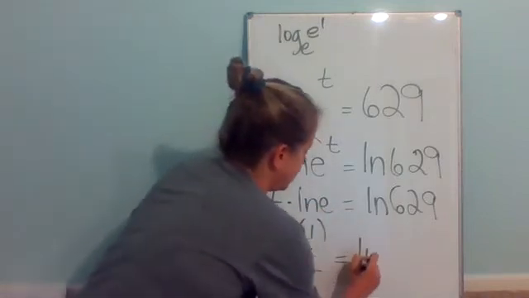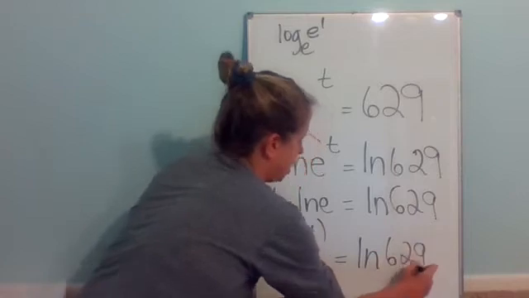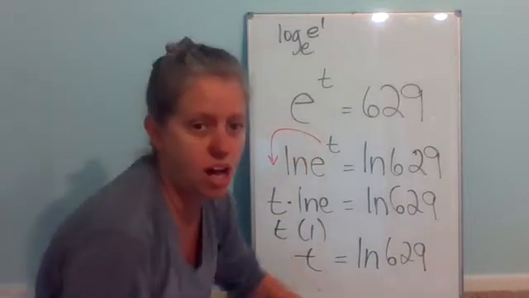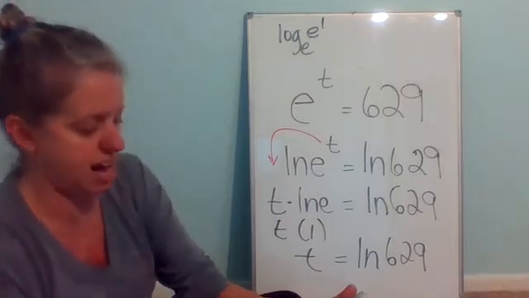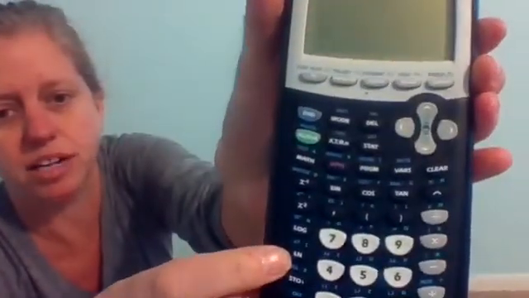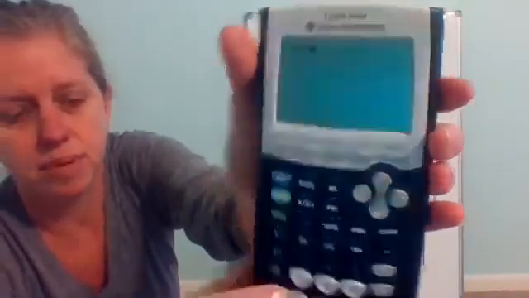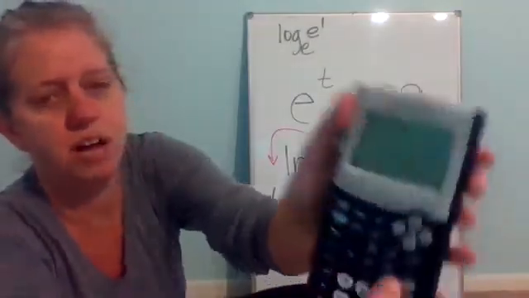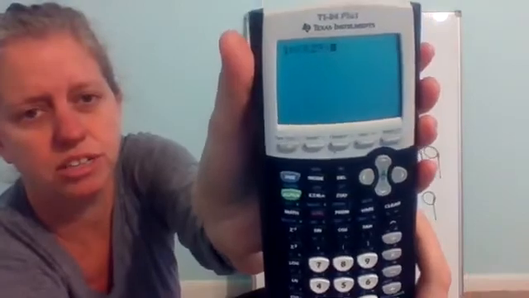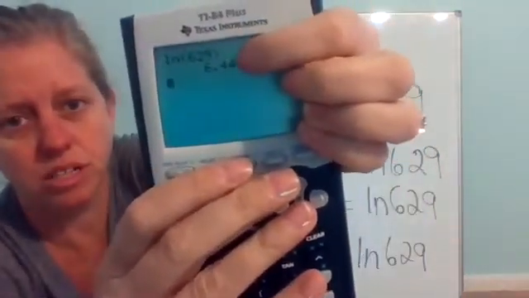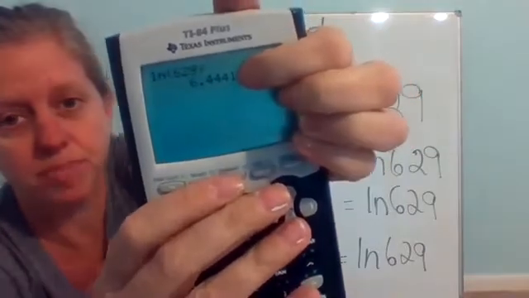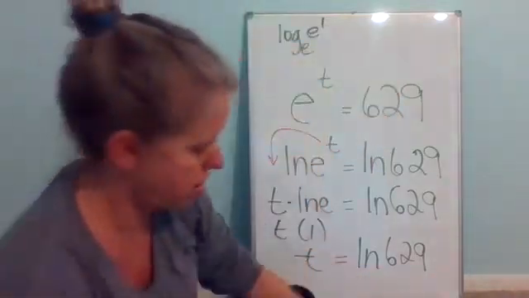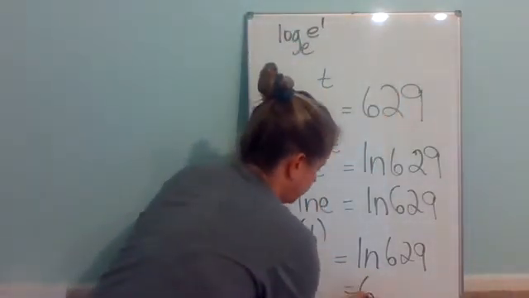Now, the other side, I still have ln of 629, but the t is isolated, so all I need to put in my calculator is ln 629. And again, there's an ln button on your calculator. Type in 629. Close it. Enter. There's your decimal, round it: 1, 2, 3, 4. After the 1 is a 3, so I don't need to round it up. So t is 6.4441.